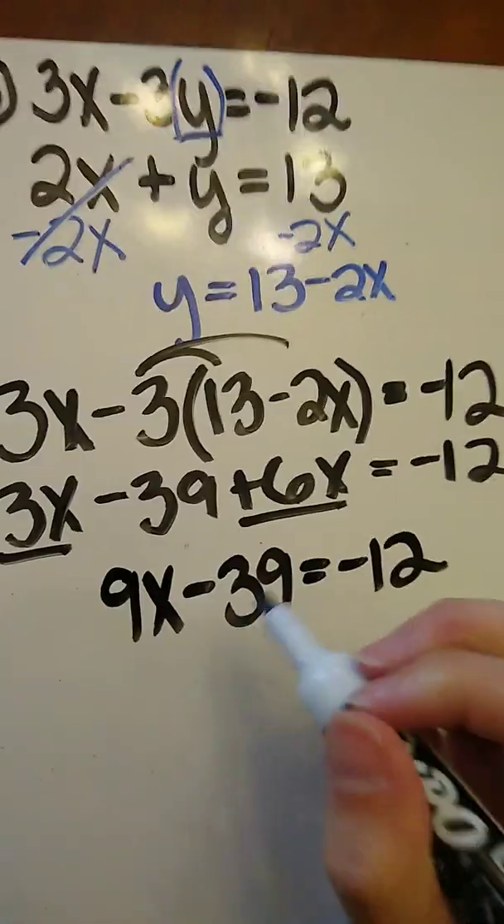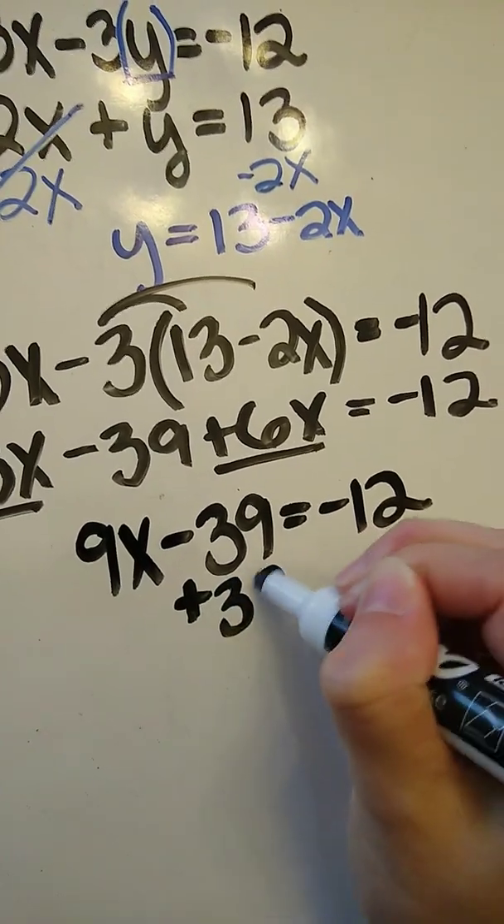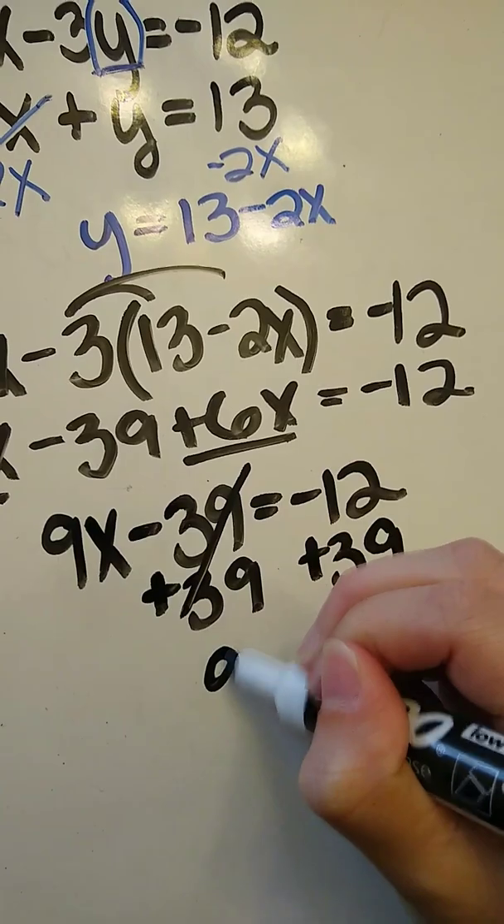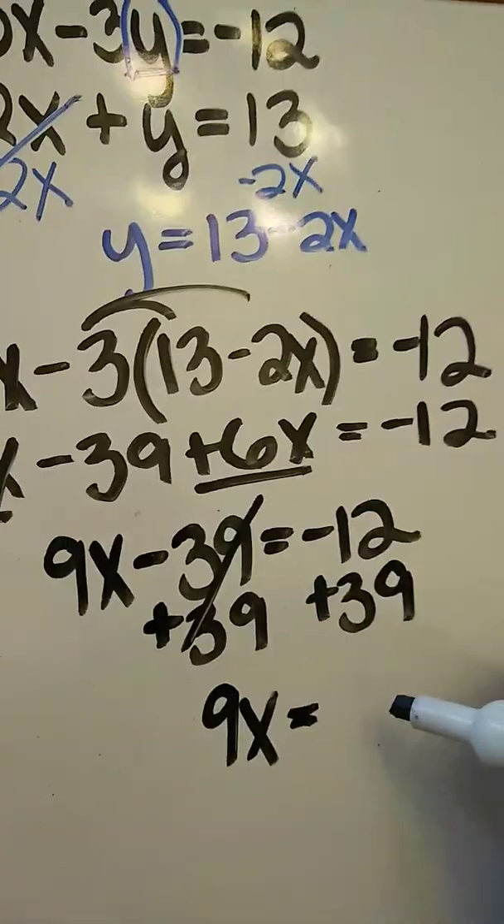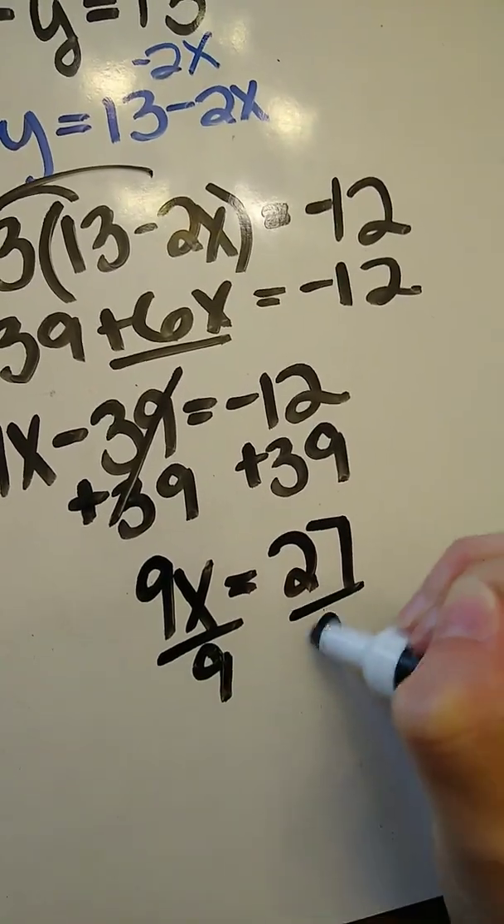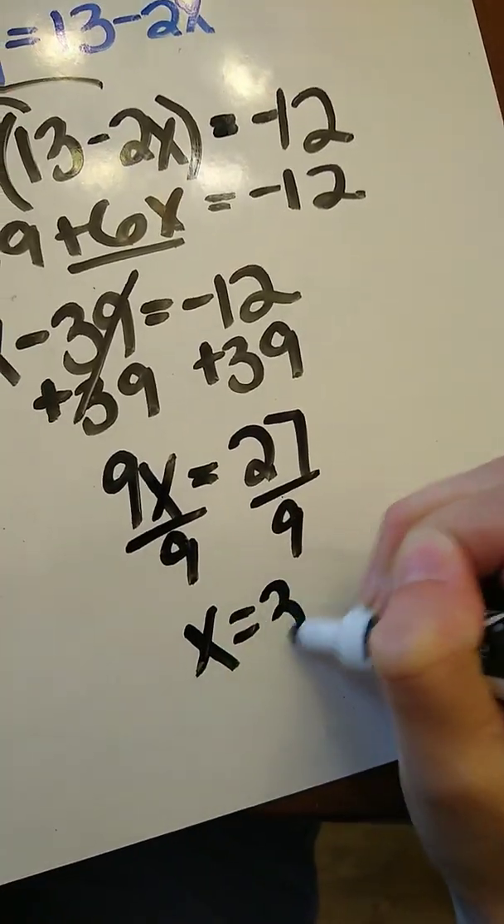To get x totally by itself, I need to add 39 on both sides. So I get 9x is equal to negative 12 plus 39, which is a positive 27. Divide by 9 on both sides, and you get x equals 3.